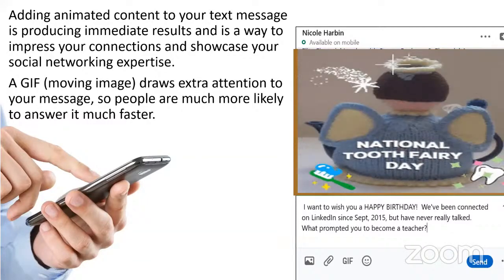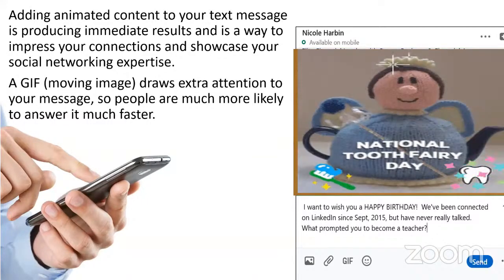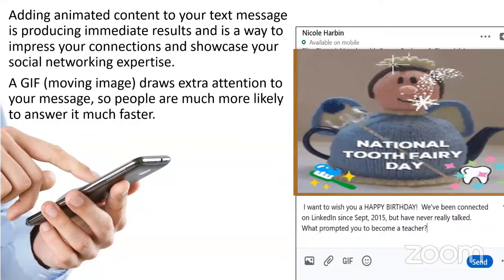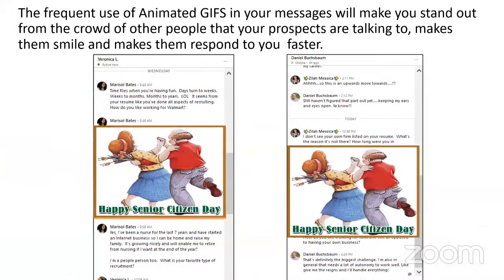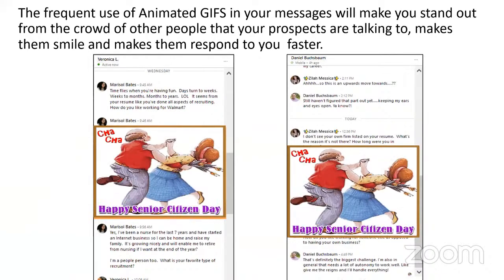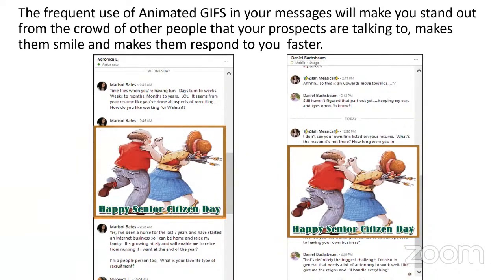On Tuesday, tomorrow is National Tooth Fairy Day. Who knew? The frequent use of animated GIFs in your messages will make you stand out from the crowd of other people that your prospects are talking to, and it makes them smile, and it makes them respond to you faster.